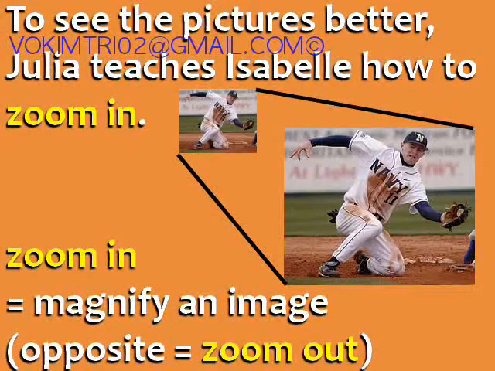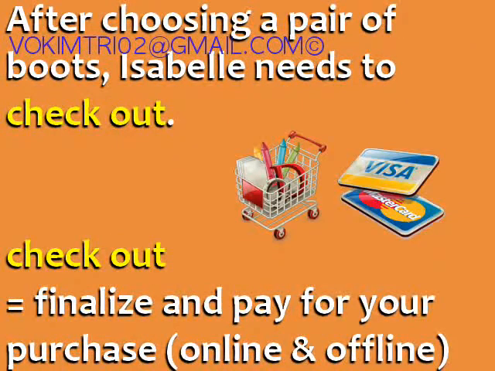To see the pictures better, Julia teaches Isabel how to zoom in. The phrasal verb zoom in means to magnify an image. The opposite is zoom out. Both these phrasal verbs are also used with cameras, when you adjust the camera to view the image from closer or farther away. After choosing a pair of boots, Isabel needs to check out.